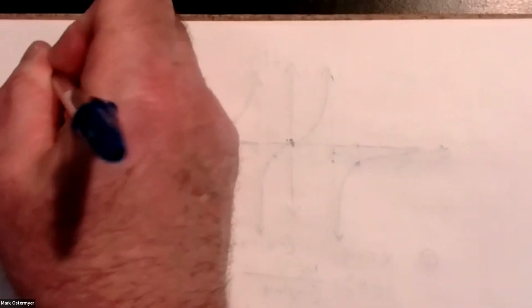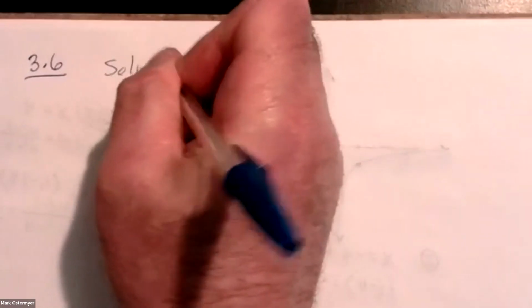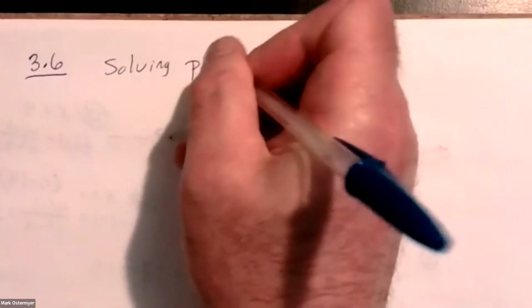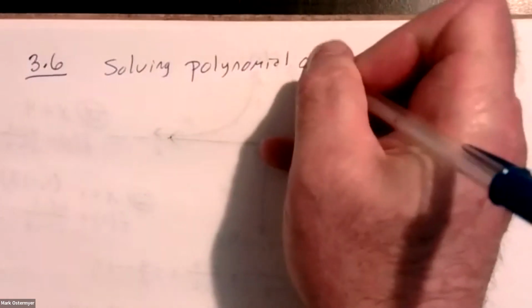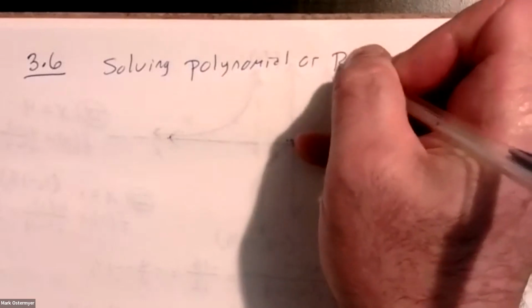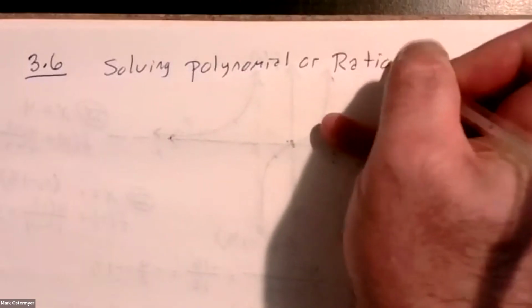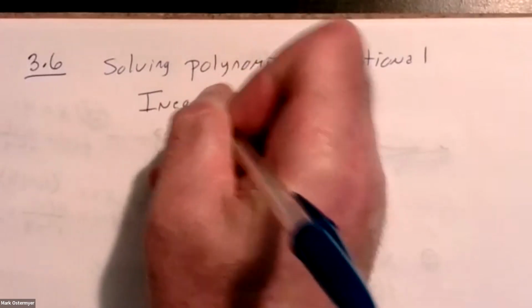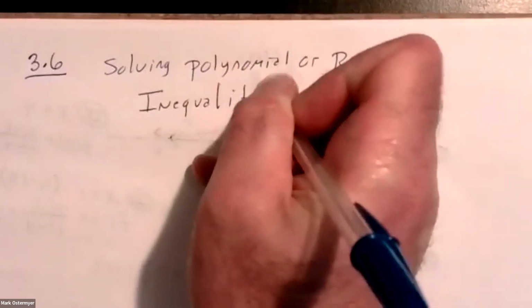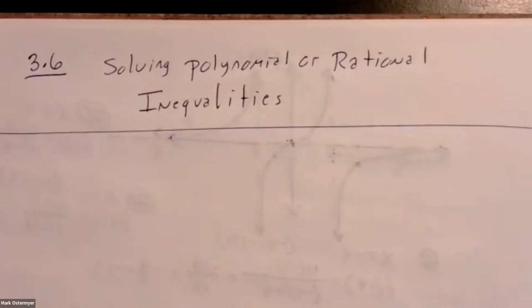All right, 3.6 is going to address solving what are called polynomial inequalities or rational inequalities. So that's what we're going to try to do here. Solve polynomial or rational inequalities in section 3.6.